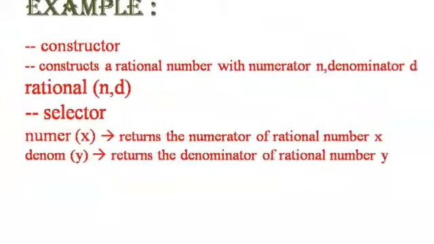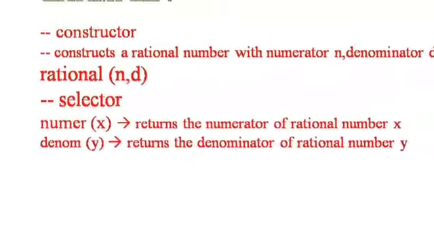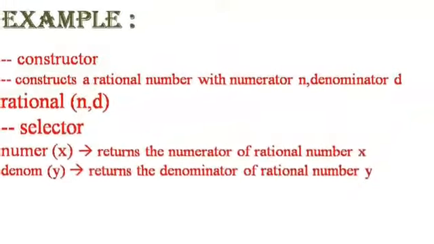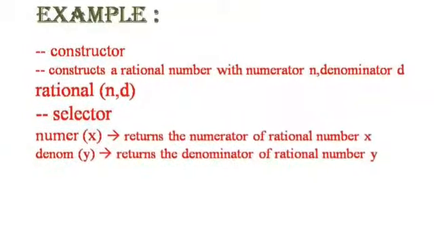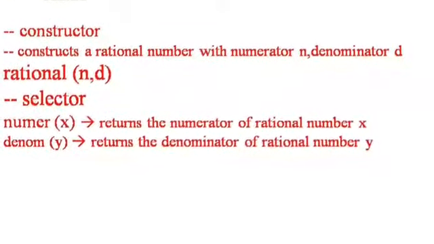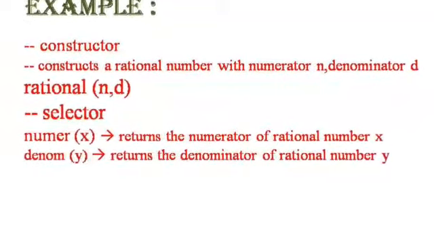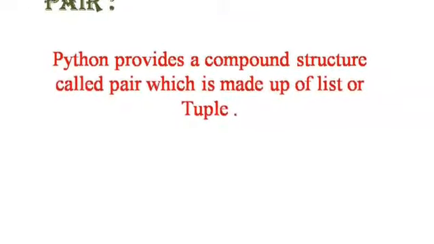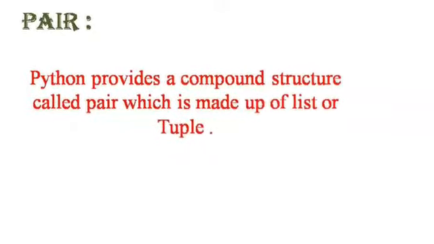Now in this example we have created rational(n, d) as a constructor, numer(x) and denom(y) as selectors. Numerator and denominator are integer numbers which we give. When we divide these two integer numbers, we will get the answer in float. Python provides a compound structure called pair, which is made up of list and tuple.